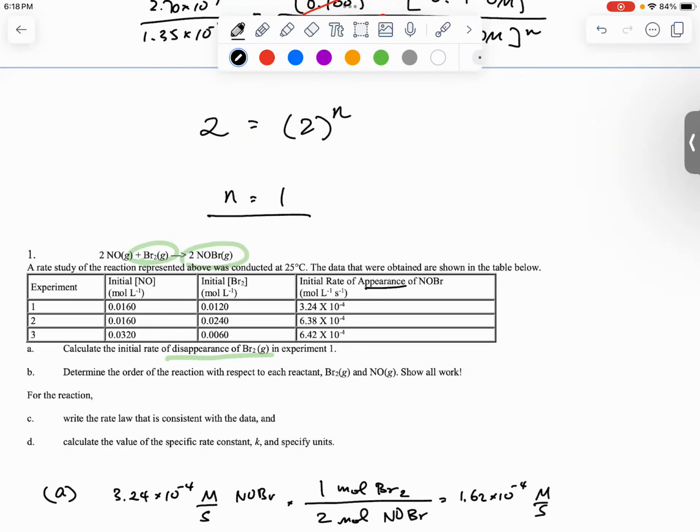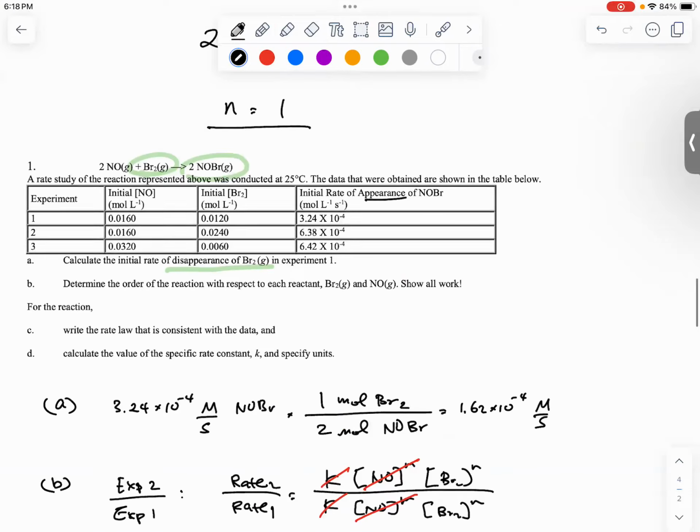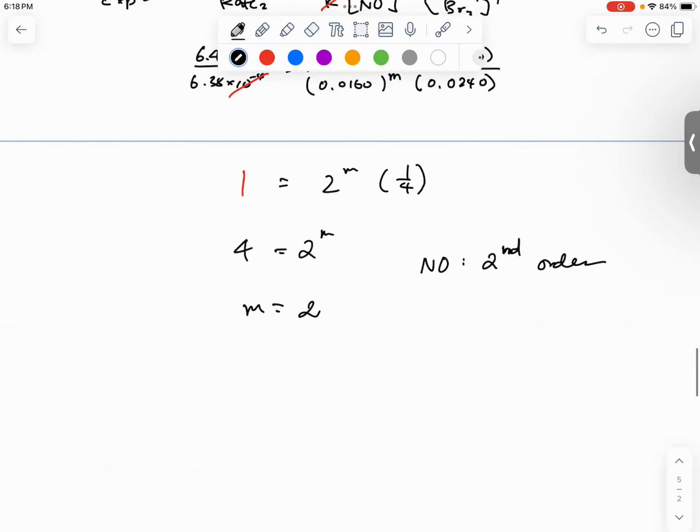After you do that, you can go ahead and do part C. What is the rate law?